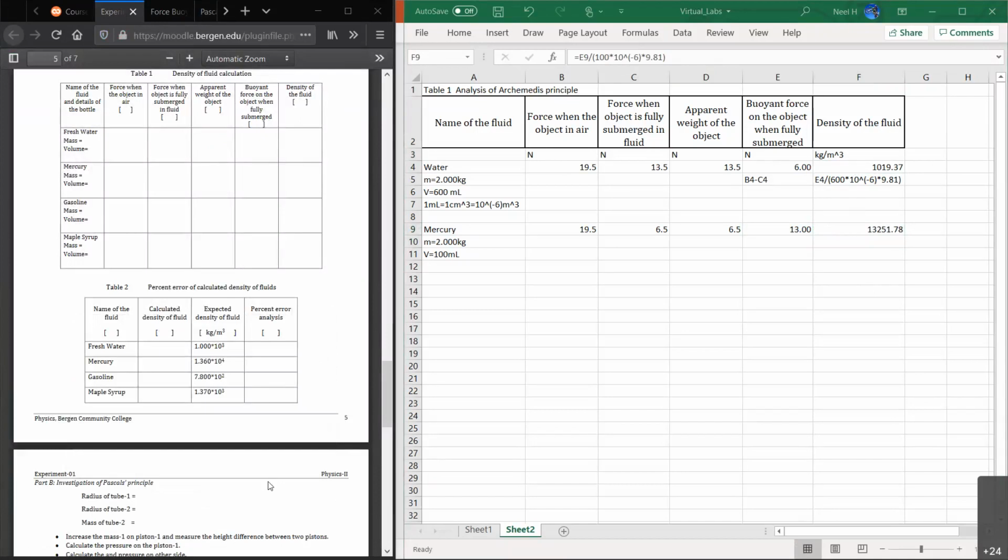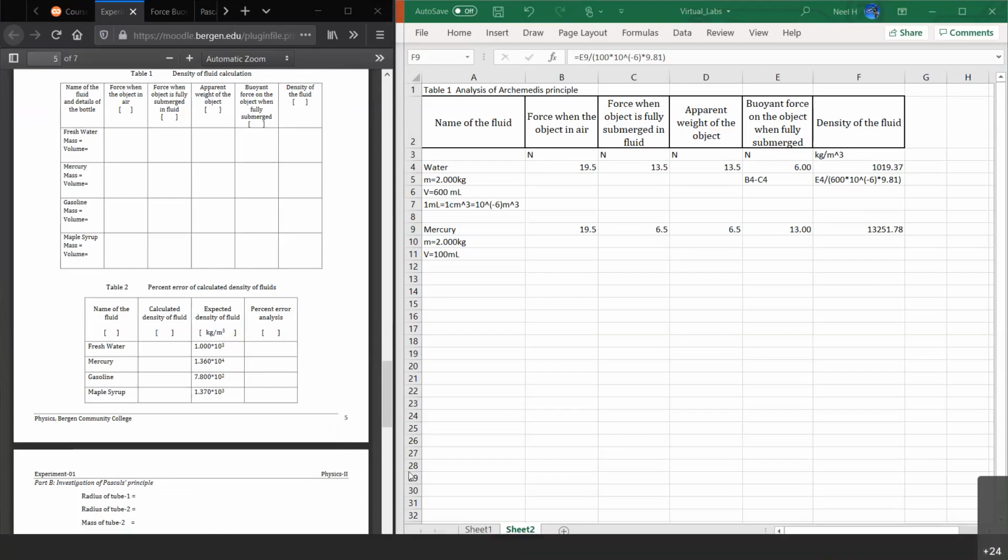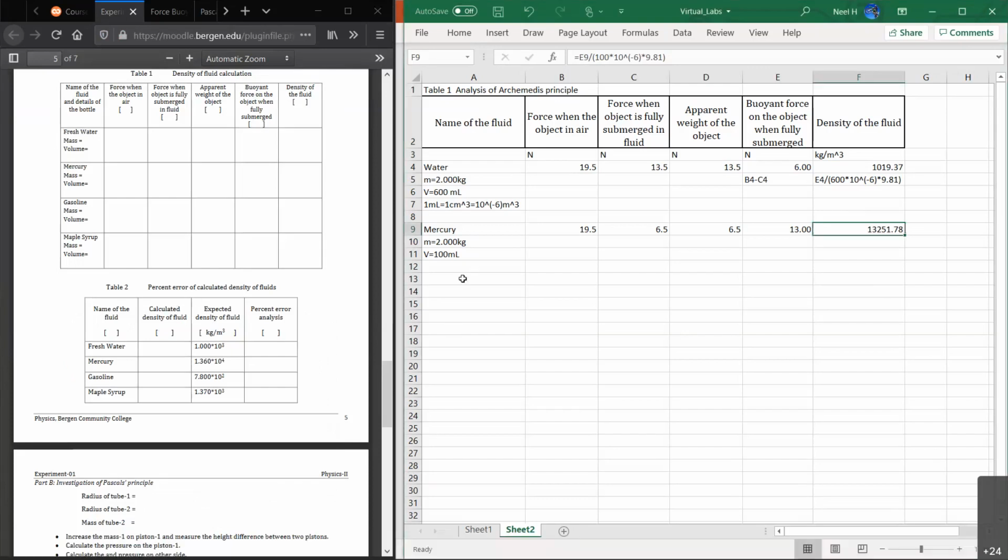If you do this in class, you will get a really huge error. Mercury we can't even do in the class, but even for water, we will usually get like 10-15% error. Okay, then likewise you continue this.